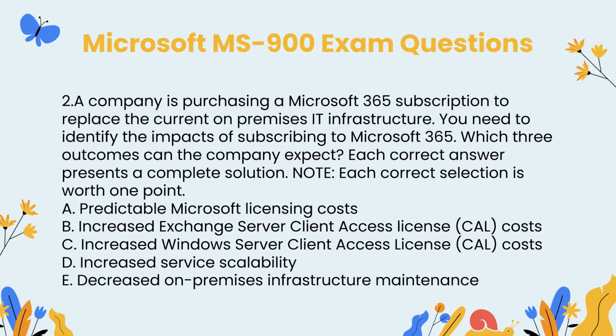2. A company is purchasing a Microsoft 365 subscription to replace the current on-premises IT infrastructure. You need to identify the impacts of subscribing to Microsoft 365. Which three outcomes can the company expect? Each correct answer presents a complete solution. Note: each correct selection is worth 1 point.